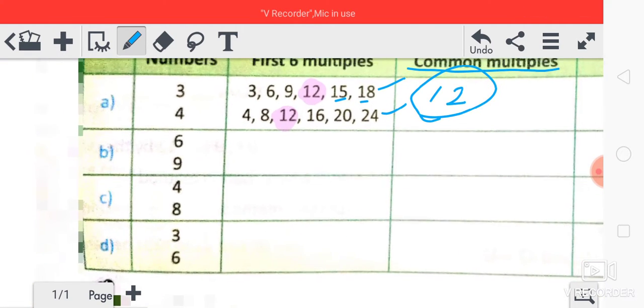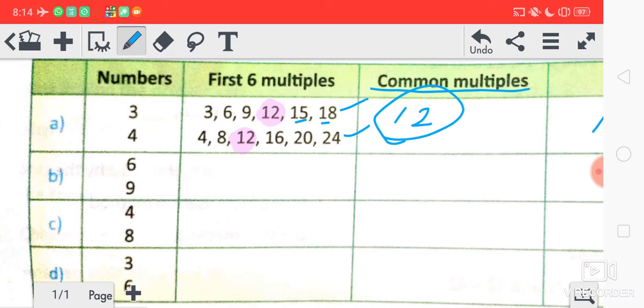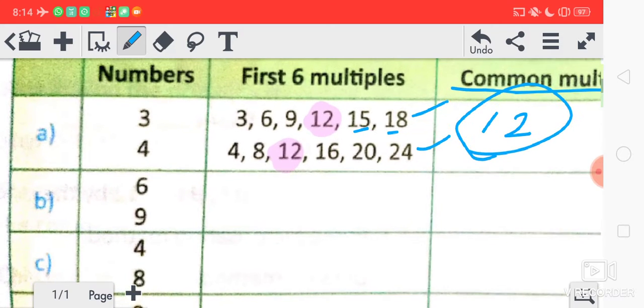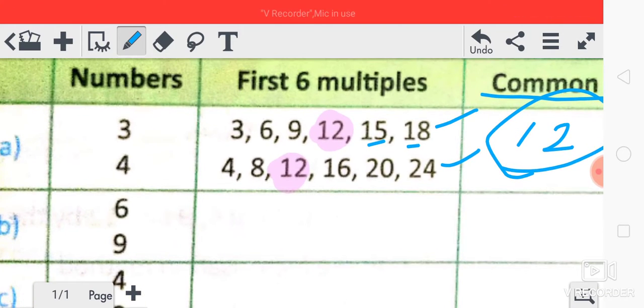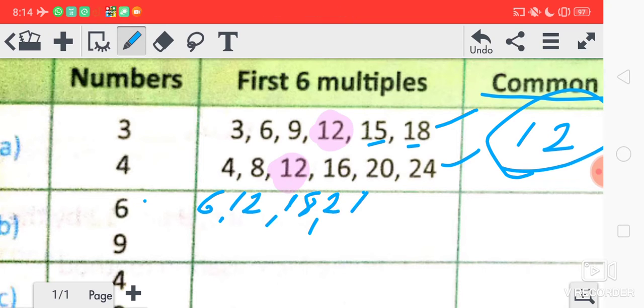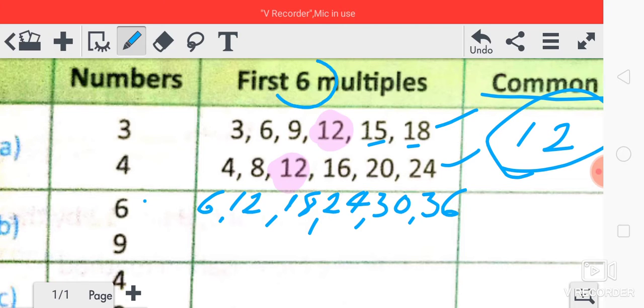Got it? So in the same way, come to question number B. First of all we have to write 6 multiples of 6, that means table of 6. 6 1 is 6, then 6 2 is 12, then 6 3 is 18, then 6 4 is 24, then 6 5 is 30, and 6 6 is 36. Why have we taken up to 36? Because they are asking only up to 6 multiples. So 6 6 is 36.